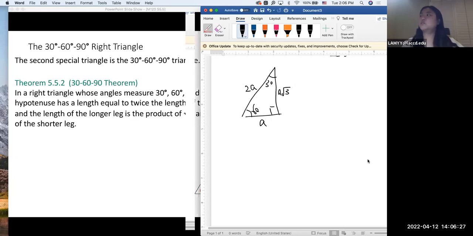Okay, so by theorem 5.5.2, I should have this triangle. And again, write it down. You guys need to remember all these numbers, all this picture here. Okay, a with the 60 degree here, and then the hypotenuse is going to be 2a. The opposite side of the 60 degree, this longer leg, will be a square root 3.